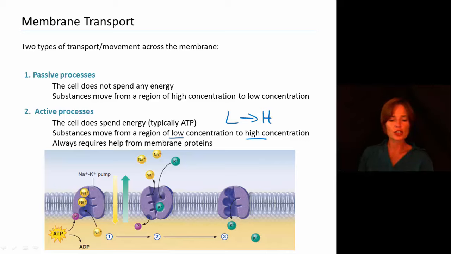And so with this one, we're actually moving sodium from one side to the other. And then after we do that, we move the potassium in the other direction. The potassium is the green one, or the blue one here. Notice that we do see some ATP being used over here. That's the energy source to make this entire process run. So active processes, we have to use some energy. We are concentrating or compacting them, getting them much more closely together, so moving from a low concentration to a high concentration, and we always have to use a protein to make that happen.